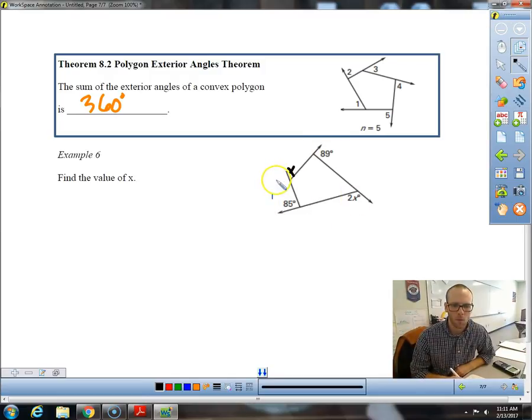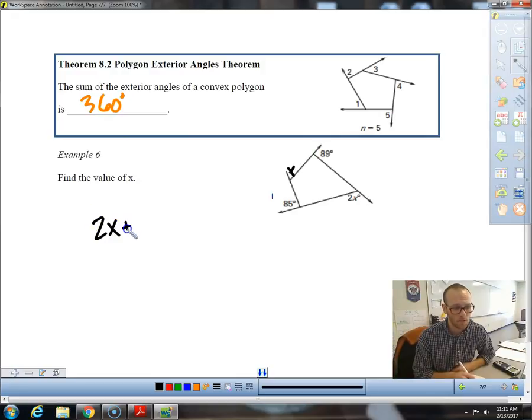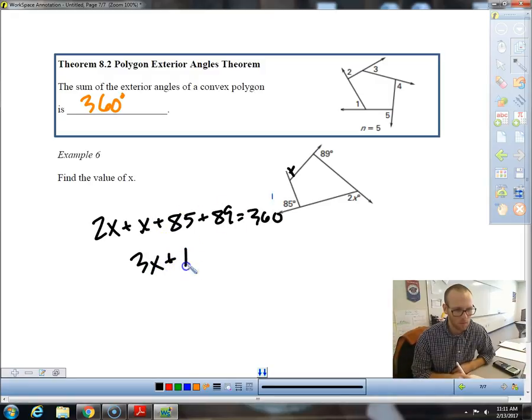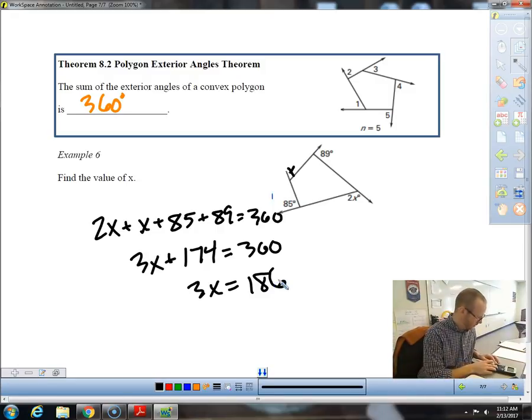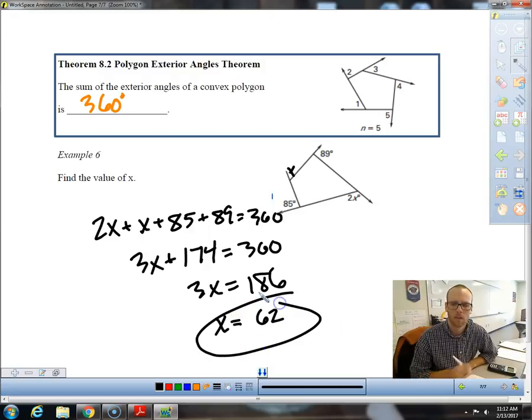Okay, I have these 4 angles. They're all exterior angles. I know they have to add to 360. I've got a 2x plus x plus 85 and 89. They have to add to 360. That's 3x plus, that would be 174. Subtract my 174. Okay, 186. And divide by 3. X is 62 degrees. Cool.